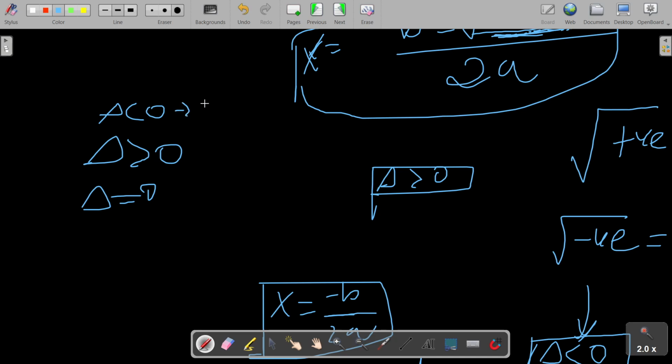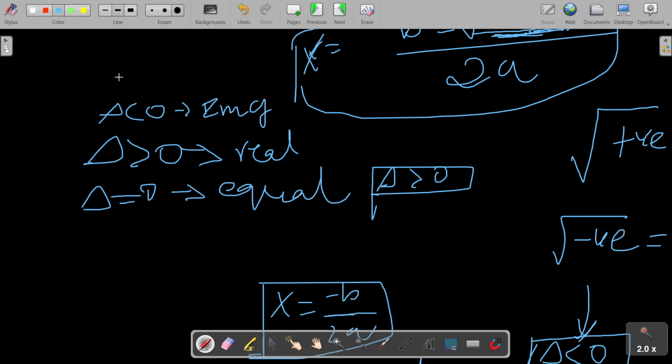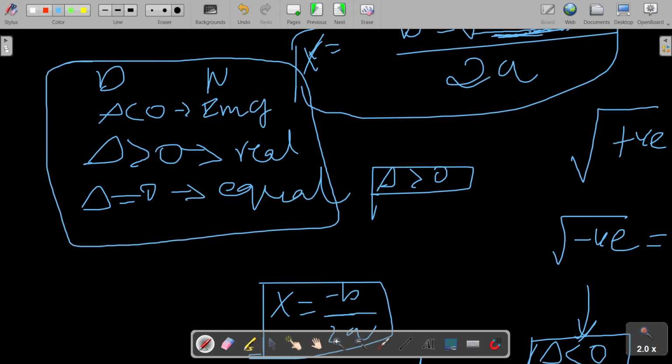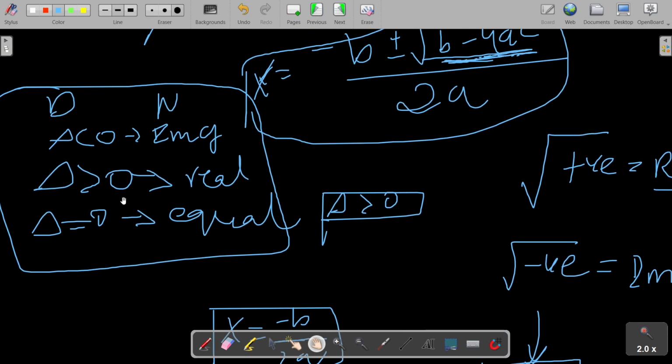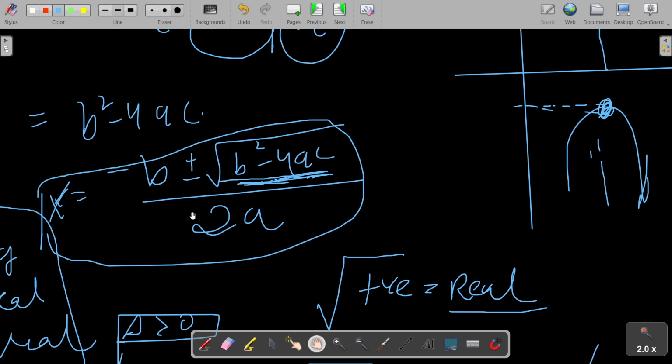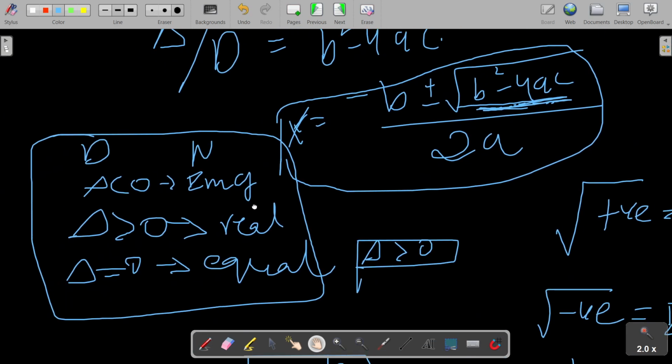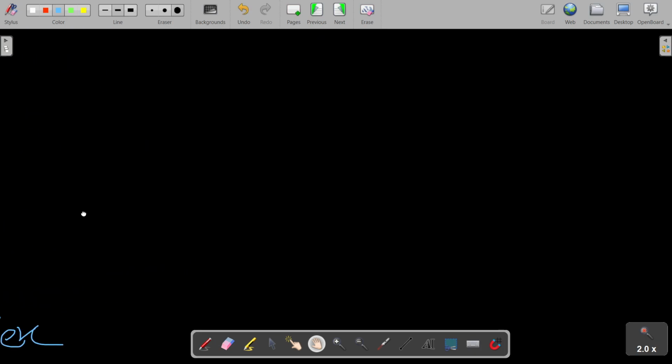If delta is less than 0, then the roots are imaginary. If delta is greater than 0, then the roots are real. If delta is equal to 0, then the roots are equal. This is the discriminant, and this is the nature. This is an important thing to note down. We can use the discriminant to find the nature of the roots of the quadratic equation.